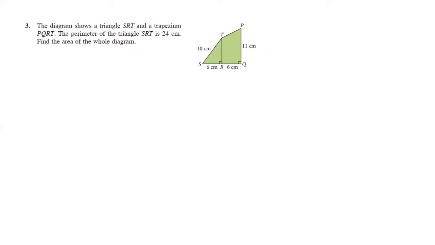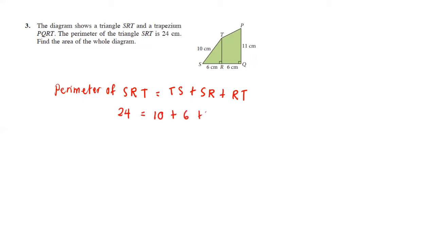The diagram shows a triangle SRT and a trapezium PQRT. The perimeter of the triangle SRT is 24 cm. Find the area of the whole diagram. Perimeter of SRT is actually TS plus SR plus RT. And since we know that the perimeter is 24, TS is 10, SR is 6, and RT is unknown. So we can find RT, which is 8 cm.